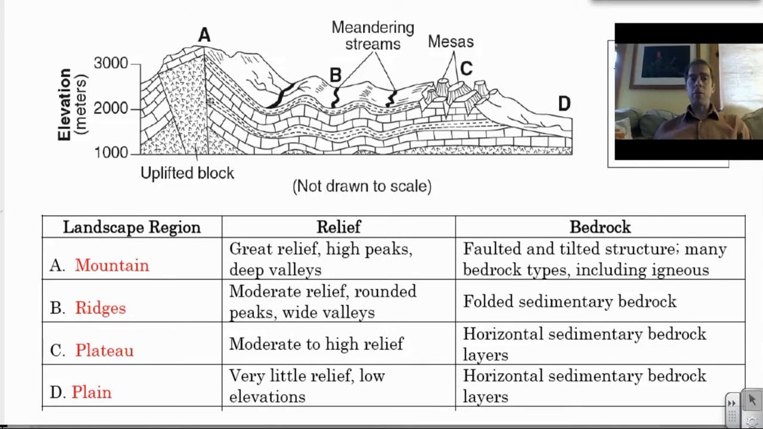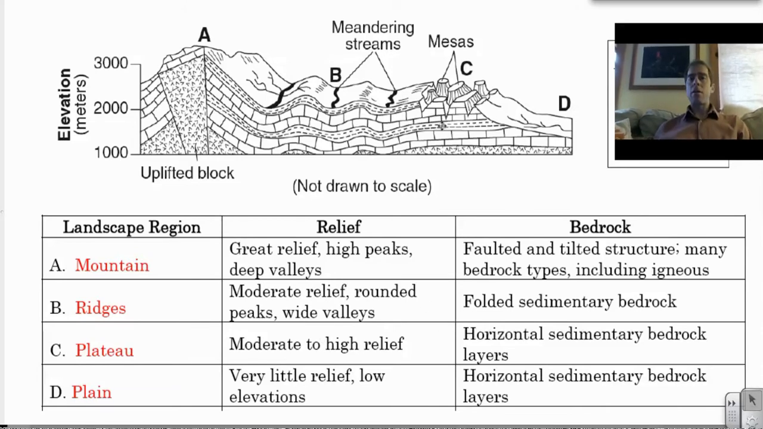That's different from someplace that has moderate relief, so in between the highest relief and the lowest relief. And these ridges have folded bedrock. You can see that when the plates collided, they folded these bedrocks. You have a plateau, which has moderate to high relief. So our area would be considered a plateau. We have hills and valleys in our area, but not huge mountains.